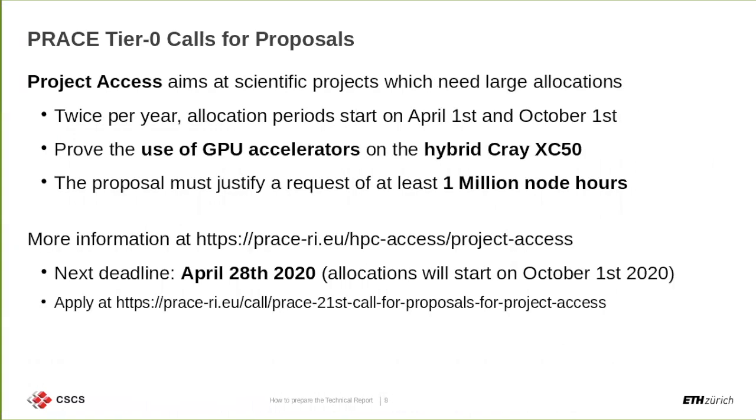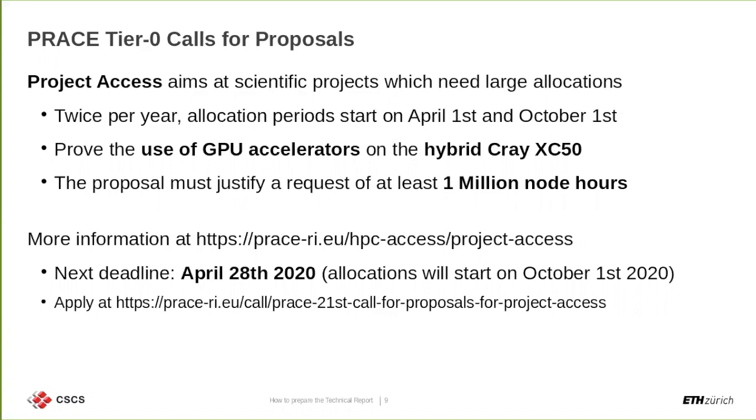The main call for proposals for PRAISE Tier 0 allocations is the project access. The project is aimed at scientific projects with the need of large allocations. This happens as well twice per year, and the allocation periods start on April 1st and October 1st as the national call of CSCS. You must prove for this access the use of GPU accelerators on the hybrid Cray XA50, so the part of PITS-DINT with GPU nodes.